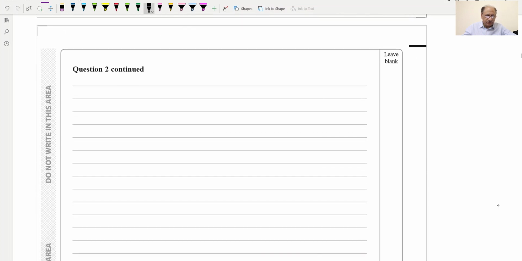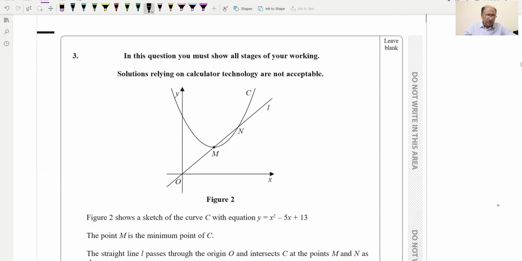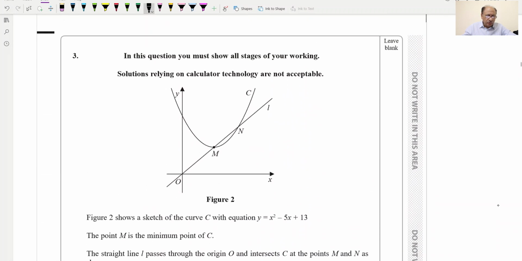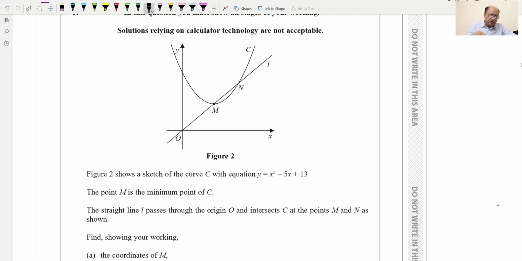Hopefully you understood this. Now we can move to question number 3. We have to basically show all the working, as calculator-based answers are not acceptable. Figure 2 shows the sketch of the curve C with equation. This equation of this curve is provided. Hopefully you are understanding.